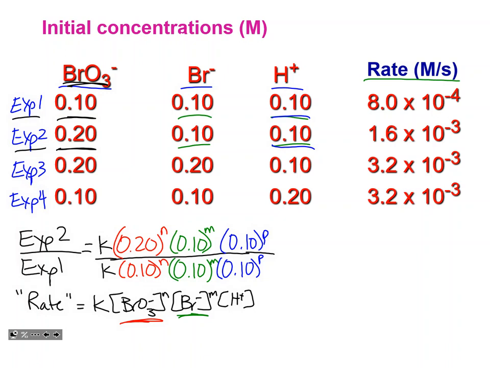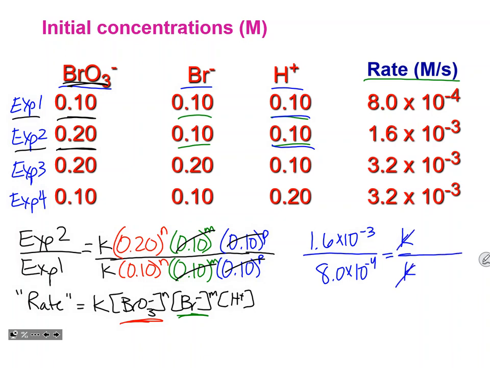And as you notice, do I really need to include the bromide and the hydrogen in here? Because what are they going to do? These are just going to cancel, so we really don't need to include those in our calculations. But now I can enter the numbers for the experiment here, the rate part. So we have 1.6 times 10 to the minus 3 over 8 times 10 to the minus 4 equals k over k, which also cancel, so you don't really need to include them. That's going to be the 2 over the 1.